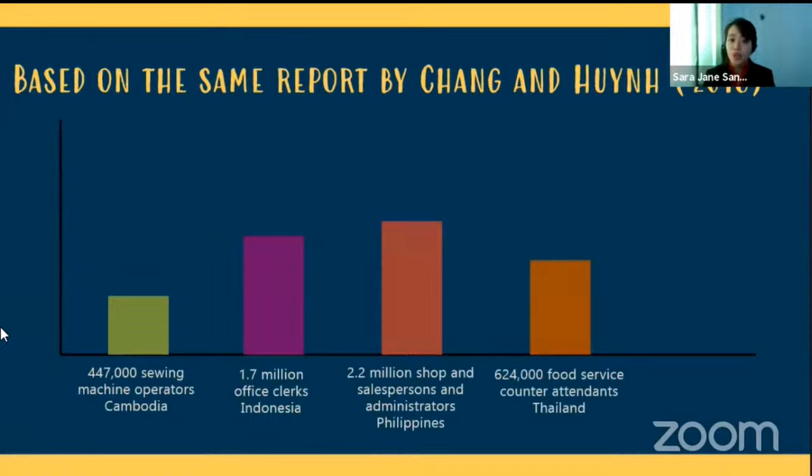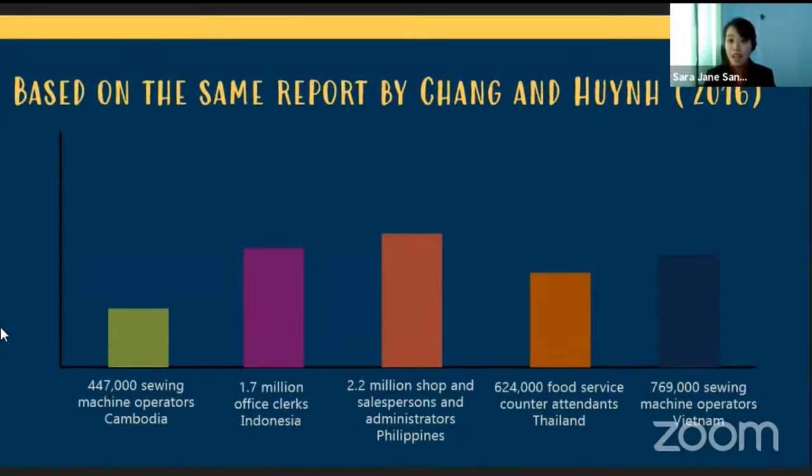624,000 food service counter attendants in Thailand and 769,000 sewing machine operators in Vietnam are at high risk of automation. Now, with the changing world order, as you can see, due to the advent of the Fourth Industrial Revolution, how are we going to respond to it locally? So dito sa Pilipinas, paano kaya tayo makakahabol?